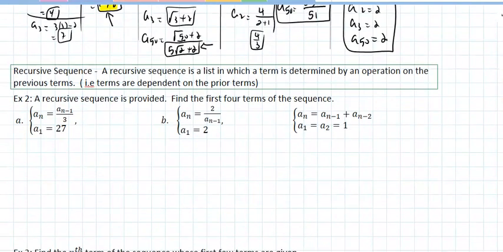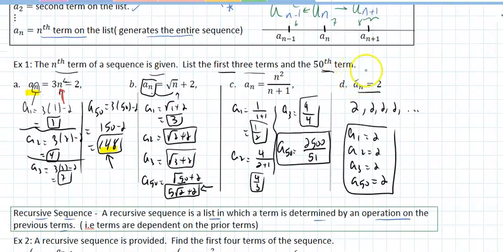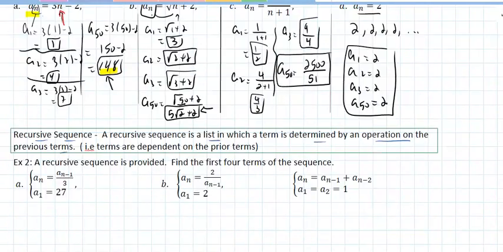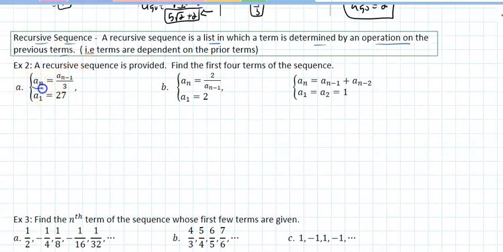And if I get to the next problem, we're dealing with recursive sequences. A recursive sequence is a list in which terms are determined by an operation on previous terms. So unlike the previous set of general terms, here the general term, you notice, is this: to find any term, take the term before it and divide it by 3. If I want to find the first 4 terms of the sequence, well, the first term is a 27. You notice here they have to give you at least one term. Second term, take the previous term, which is 27, divided by 3, that's a 9.